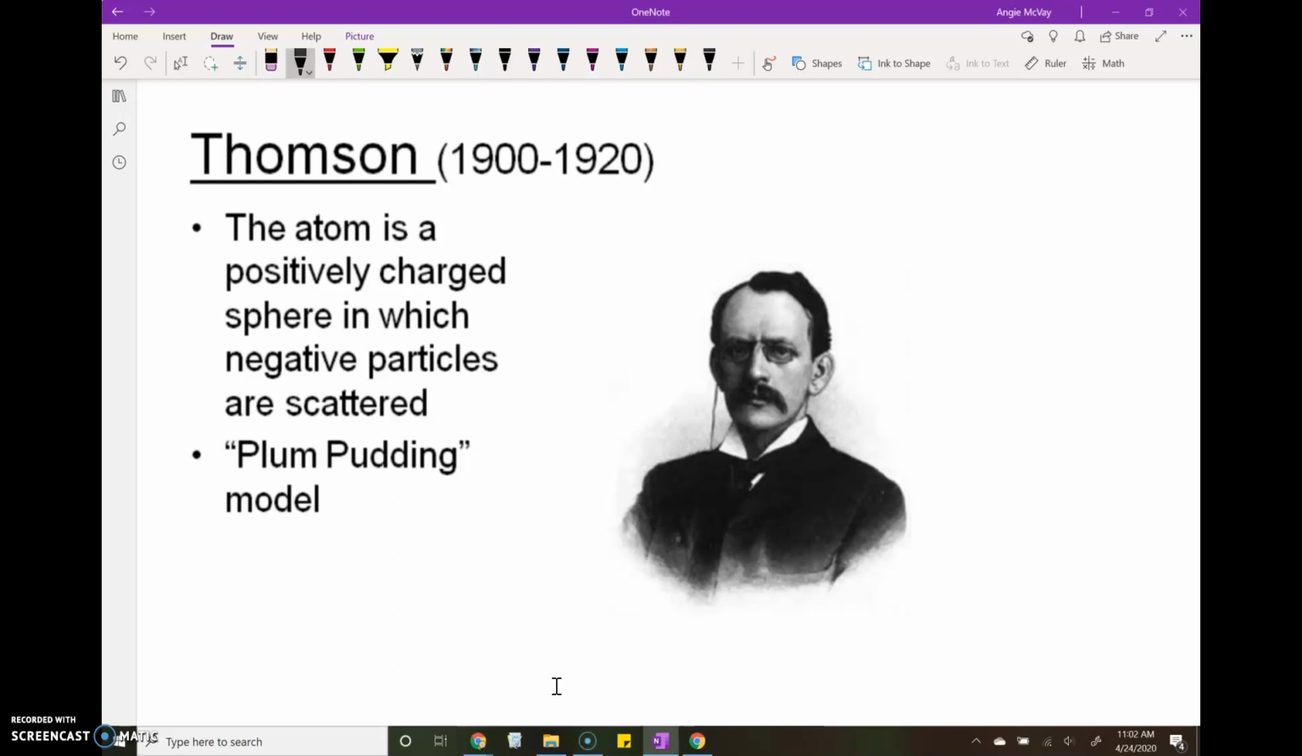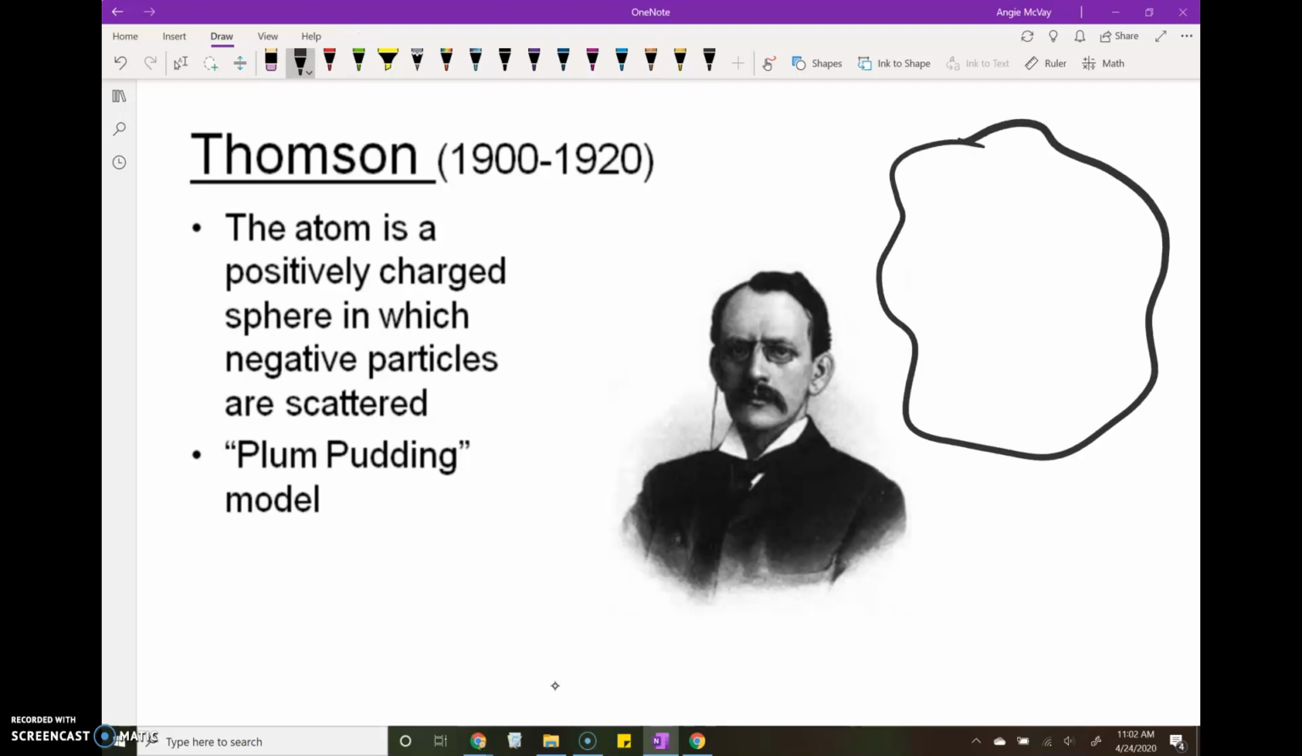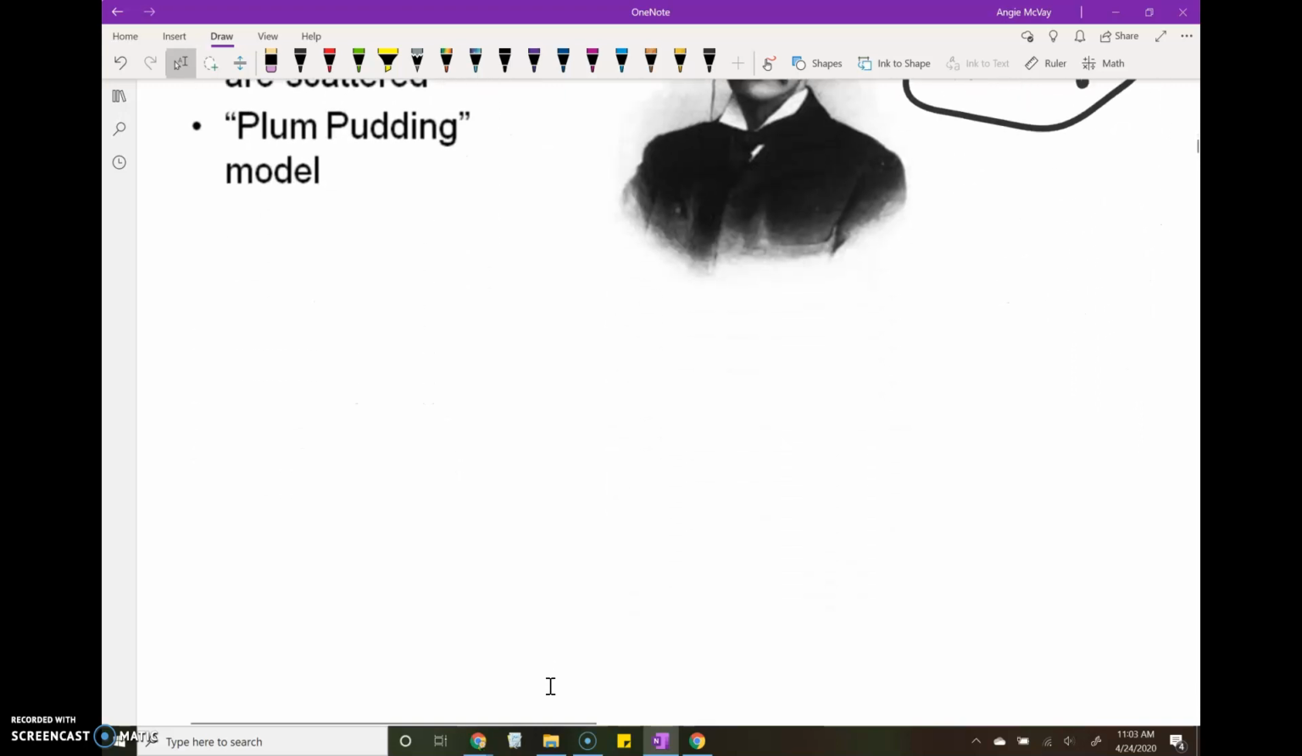For me, I enjoy chocolate chip cookies a lot more. So I like to think of his model like the chocolate chip cookie model, right? Where you've got a blob of dough and then semi-randomly but evenly spaced chocolate chips. That was the whole idea. All of this blob part was positive, and all of these guys were electrons that were negative. He hadn't named them electrons yet. There was just the positive space and the negative space.